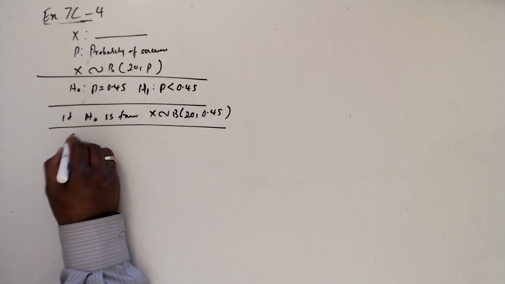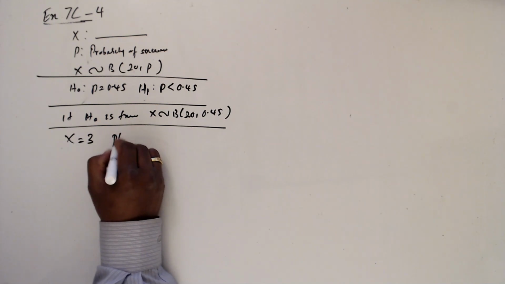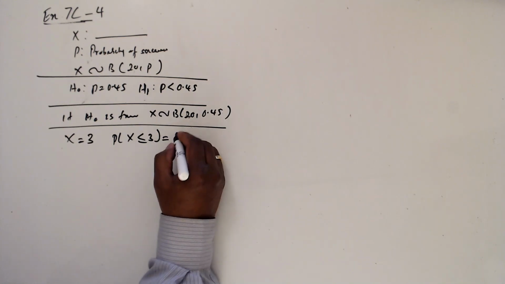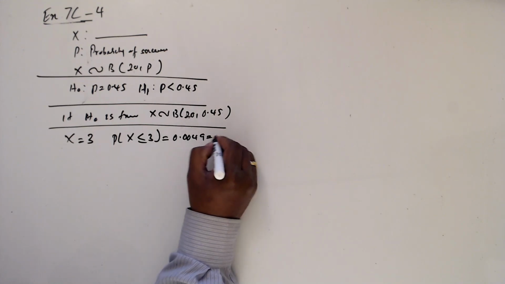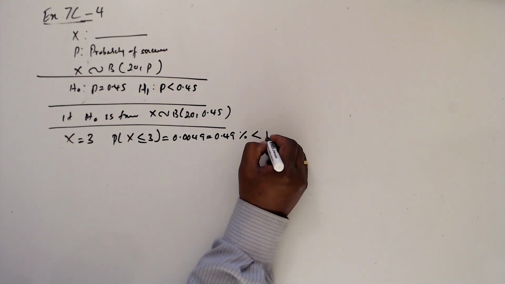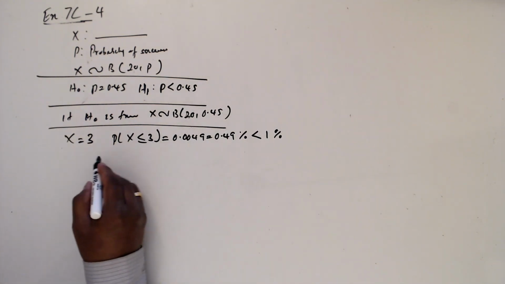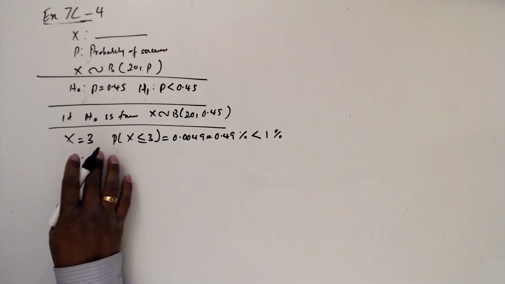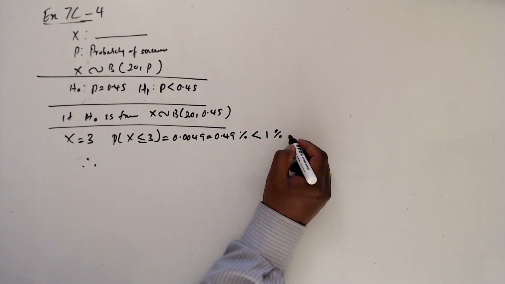Now the observed value X equals 3, so the probability of X less than or equal to 3 is 0.0049, or 0.49 as a percentage, which is less than 1%, the given significance level. Then this is in the critical region, hence we have to reject H naught.